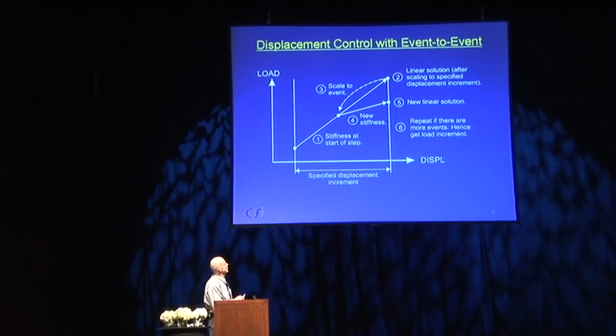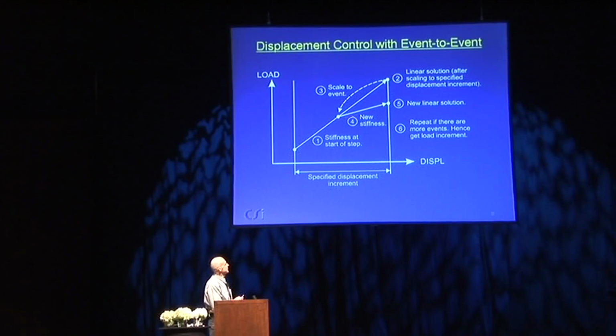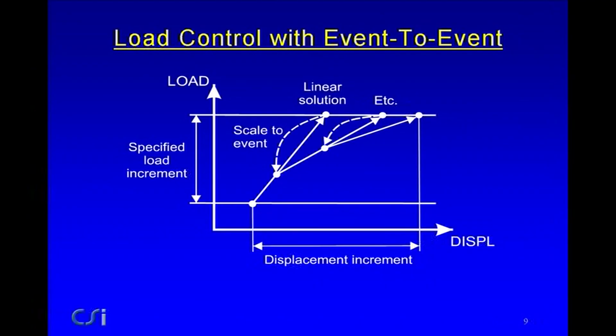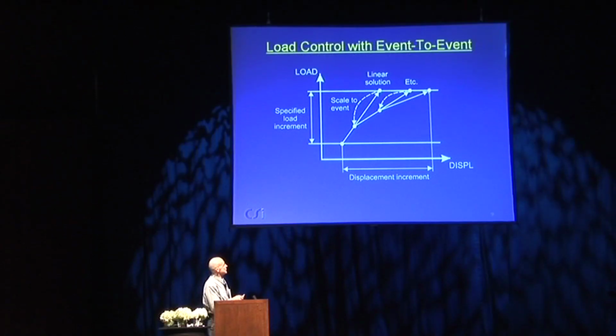Then you say, oops, we had an event occur here before we got to this point. So you have a second scaling, which brings you back to the event. Then you reform the stiffness, and you continue. And if necessary, if another event occurs in here, you just repeat the process all over again. So it's displacement control with event to event. You can also use event to event with load control. And here it is with event to event with load control. You apply the specified load increment, linear solution, scale to the event, another linear solution with a different stiffness, scale to the event, another linear solution, until you finish up applying the entire load.